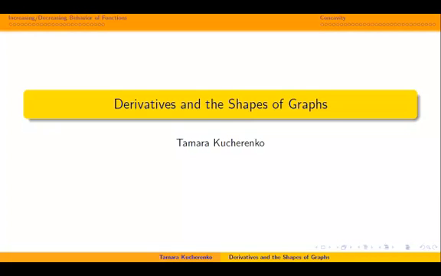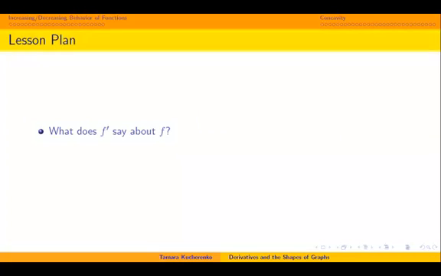In this lecture, we talk about using derivatives to obtain information regarding the shapes of graphs of functions. We ask, what does f prime say about f? Because f prime of x represents the slope of the graph at x, it tells us the direction in which the curve proceeds at each point.